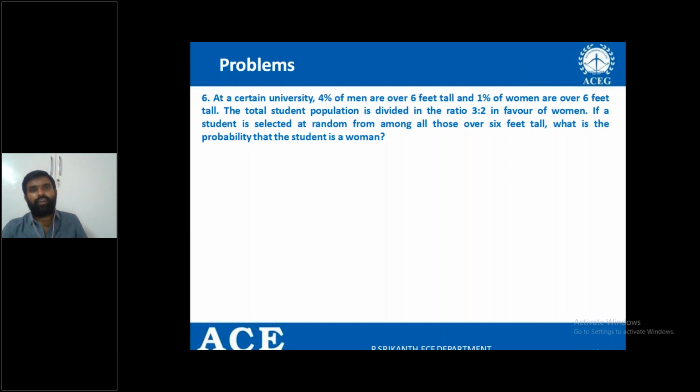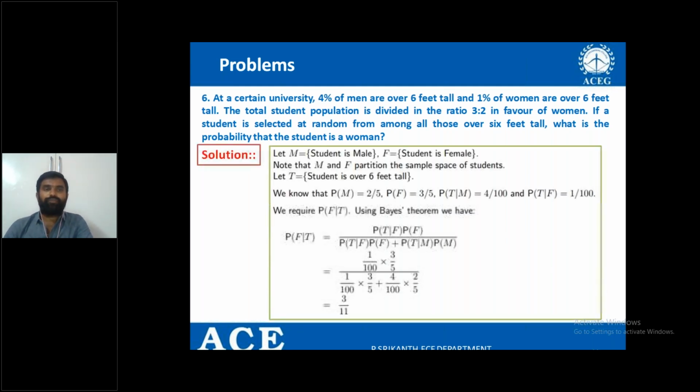So here, how do you solve this problem? First, what is the given data? Probability of a man being tall is given as 4%. Sorry, probability of a tall woman is 1%. Right? So see here. First, let us assume event M as the student is a male student, event F as the student is a female student, and T is the event that the student is over 6 feet tall.